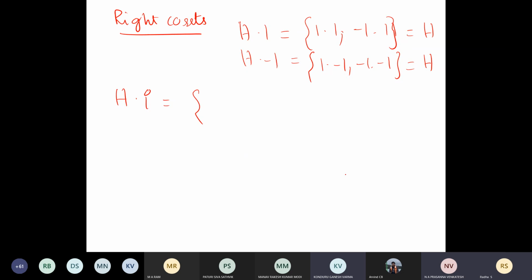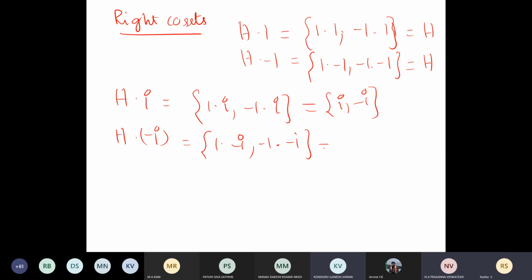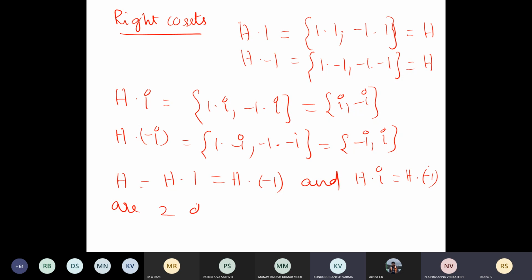Left cosets and right cosets. 1 into I and minus 1 into I. So again, you'll get I comma minus I. Similarly, H into minus I is equal to 1 into minus I, minus 1 into minus I. Again, same thing, but in a different order. Same meaning. So here also H into 1 and H into minus 1 are same, and H into I equal to H into minus I are two distinct right cosets.